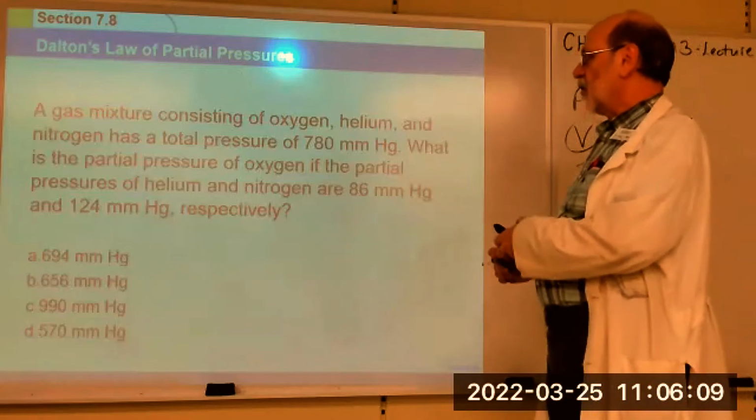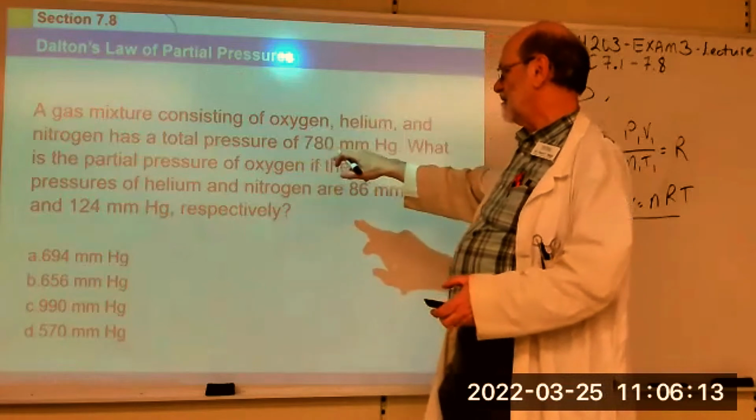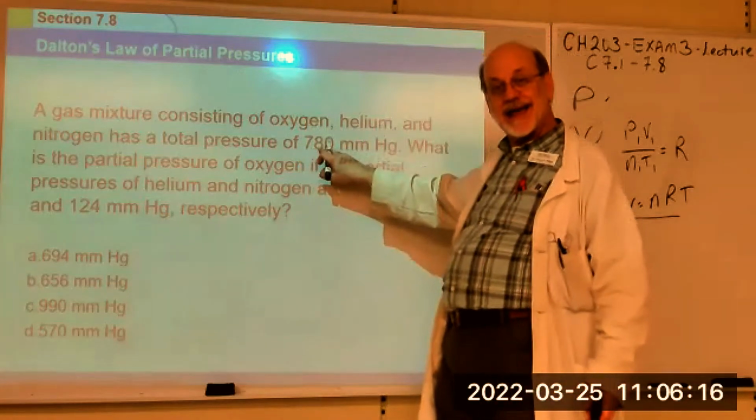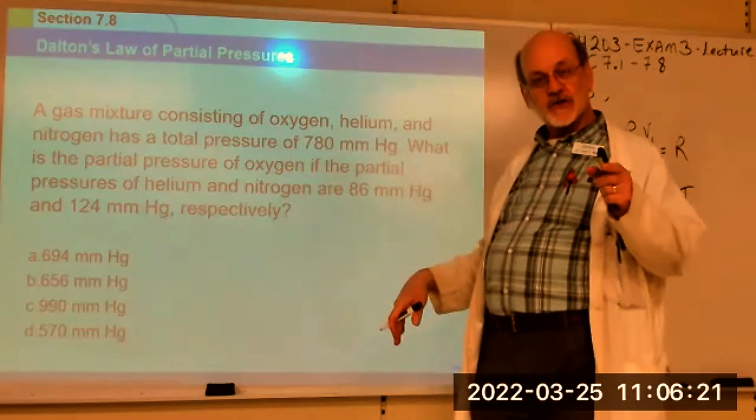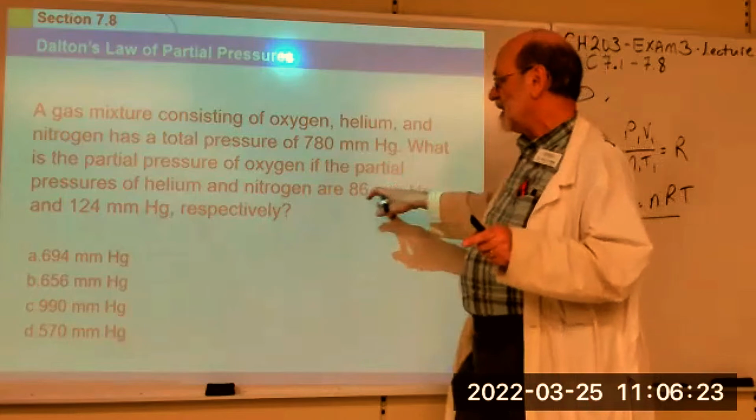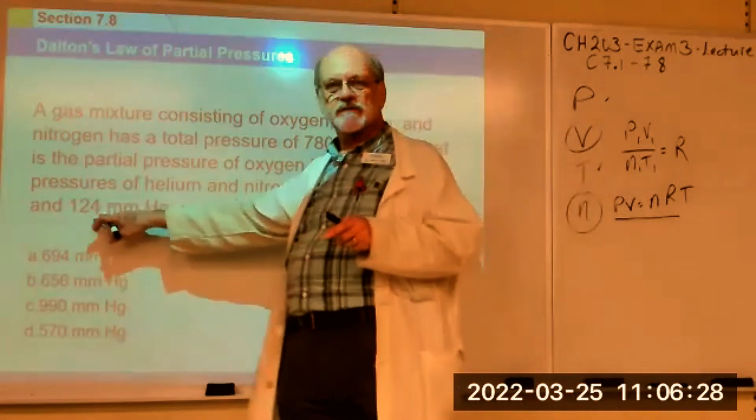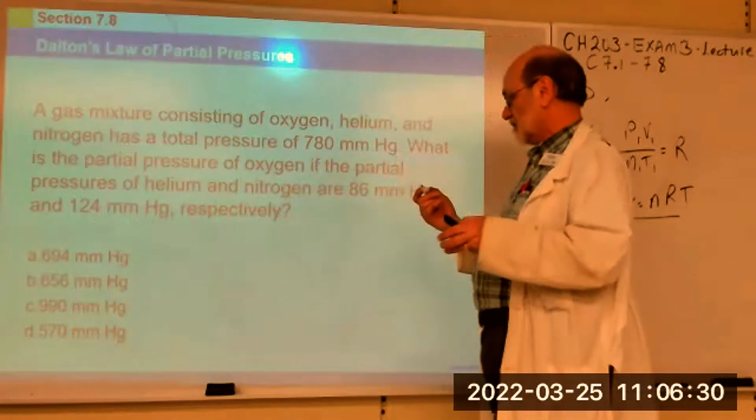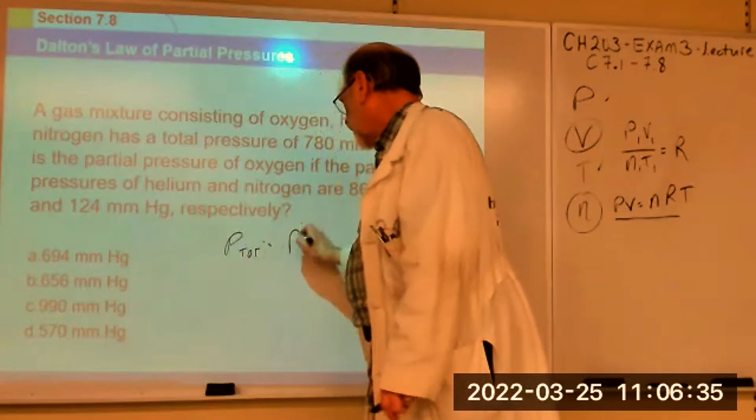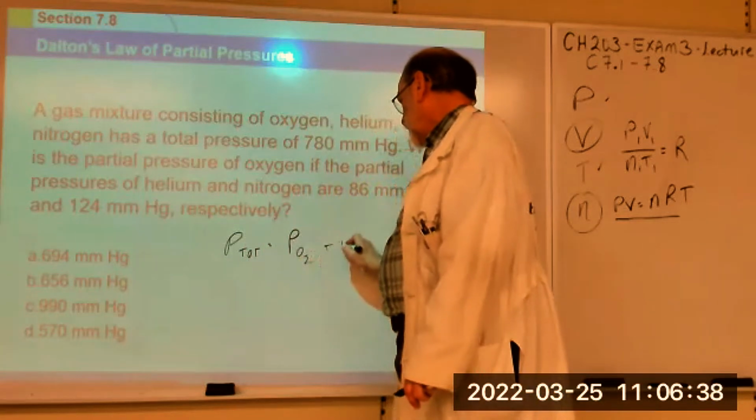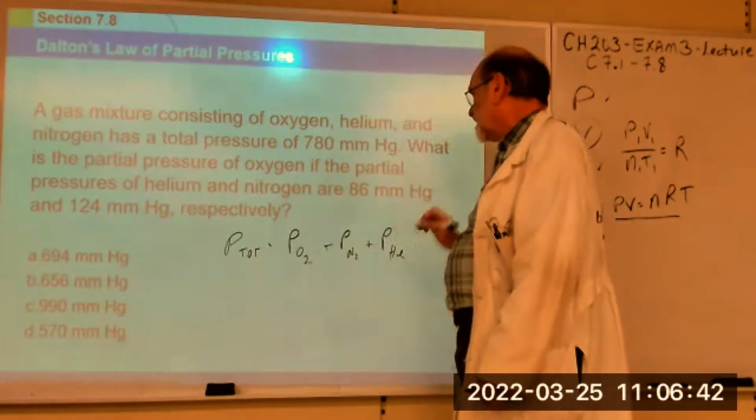Okay, so let's say we have a gas mixture of oxygen, helium, and nitrogen. And the total pressure is 780 millimeters of mercury. What's the partial pressure of oxygen if we know the partial pressure of helium and nitrogen to be 86 and 124? Here you have an equation, right? Total pressure is equal to the partial pressure of oxygen plus the partial pressure of nitrogen plus the partial pressure of helium.